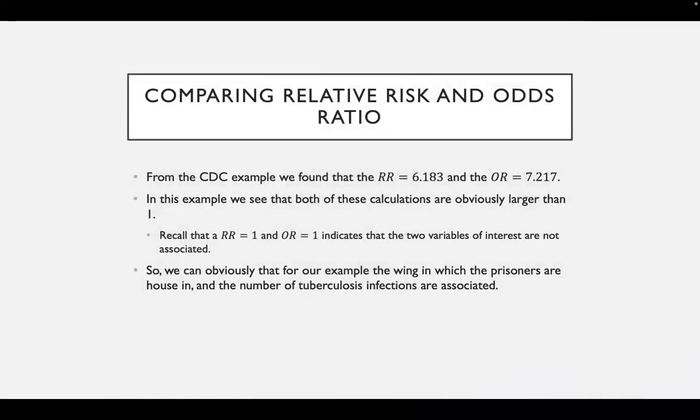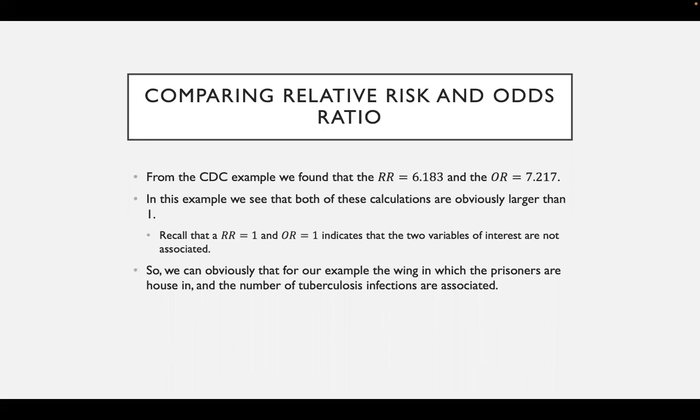Now let's compare these two, the relative risk and the odds ratio. From the CDC example, we found the relative risk as 6.183 and the odds ratio was 7.217. So in this example, we can see both of these calculations are obviously larger than 1. And something we want to recall is that a relative risk of 1 and an odds ratio of 1 indicate that the two variables of interest are not associated.